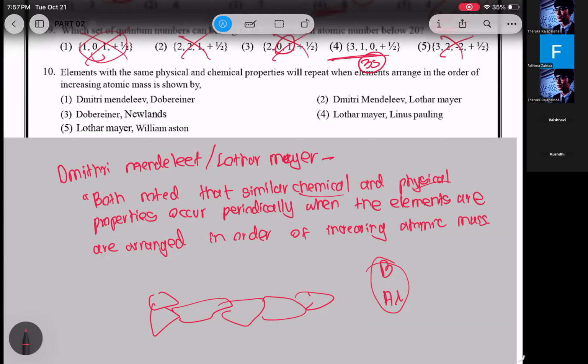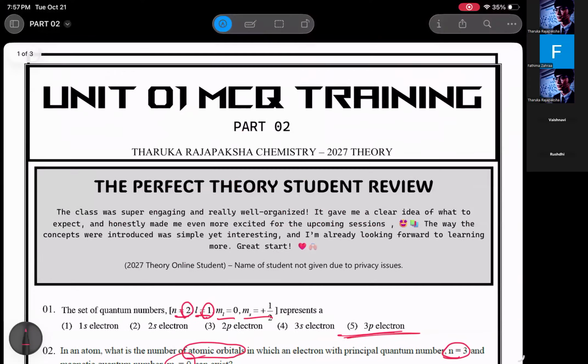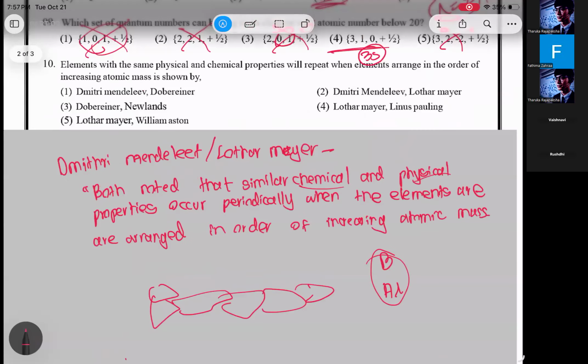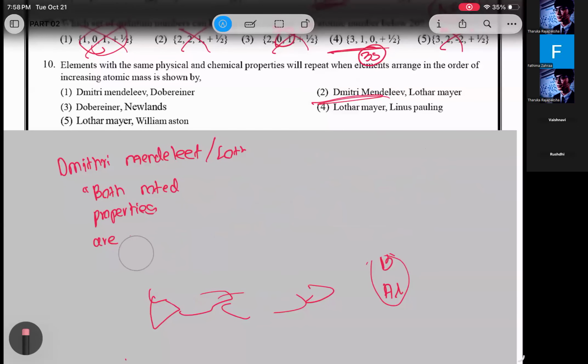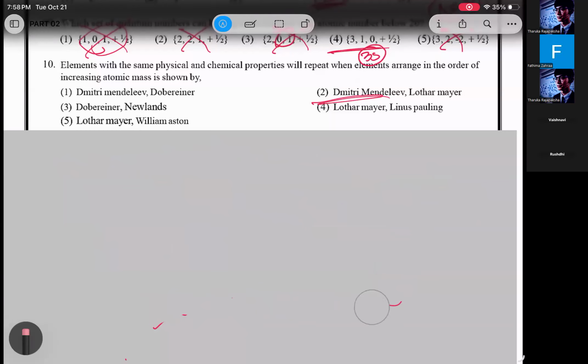Answer number 2. Very good. Yes, answer number 2. Okay.